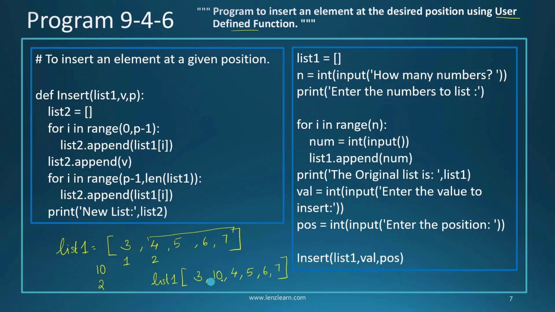So this should be the output of our program. The input is just a list with some values. After that you have to enter what value you want to insert into the list at what position. So let's see how our program does that.